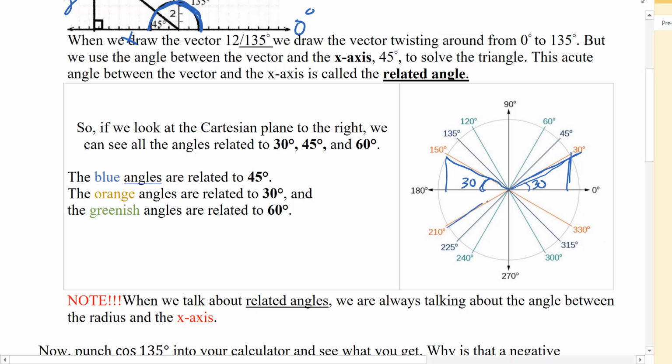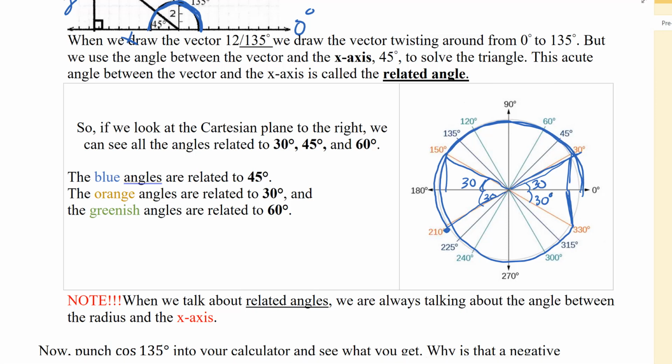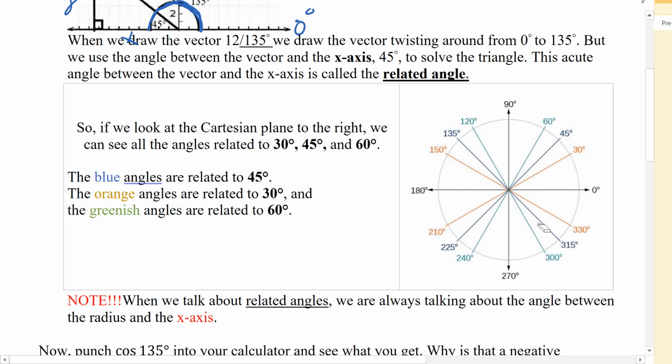If you're working with the angle 210, when you go all the way around from 0, 180, and 30 more, you're at 210. That also has a related angle of 30. When you start at 0 and go all the way around to 330, you are again working with a 30-degree angle. So for 30, 150, 210, and 330, the related angle is always 30, the angle between the radius and the x-axis. All the orange angles on this picture have a related angle of 30.